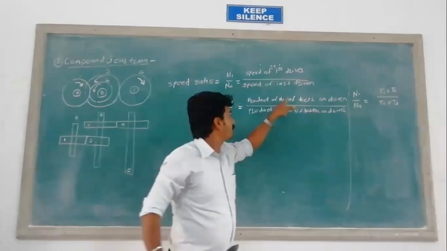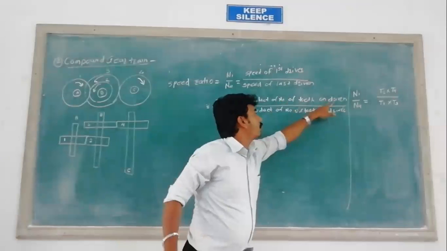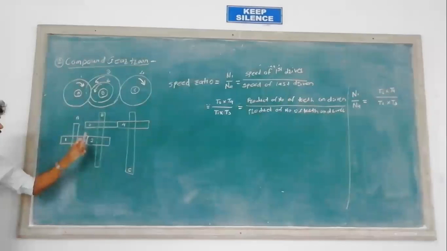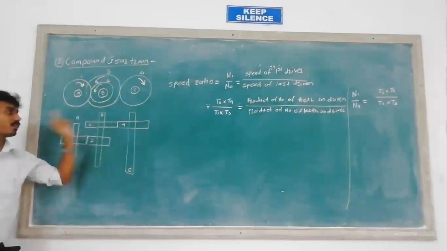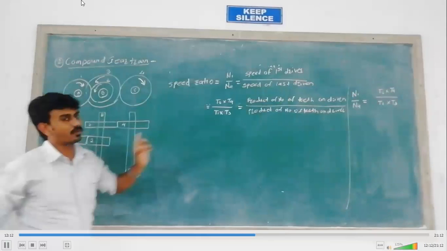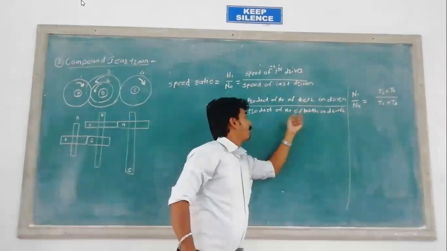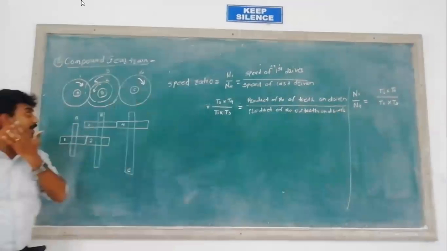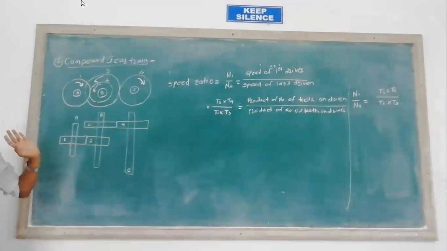The speed ratio is the product of number of teeth on the driven divided by the product of number of teeth on the drivers. Gear 1 is the driver for gear 2 and gear 3 is the driver for gear 4. Therefore, we can write it as the product of number of teeth on the driven over the product of teeth on the drivers. This is the speed ratio for compound gear.